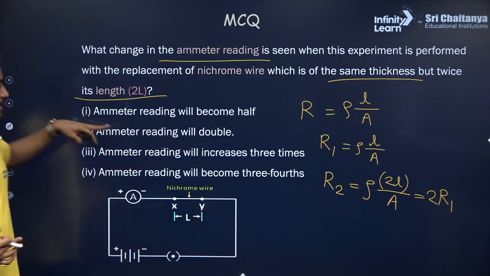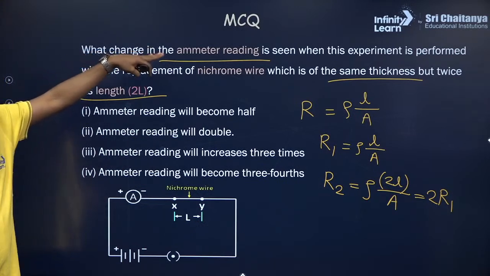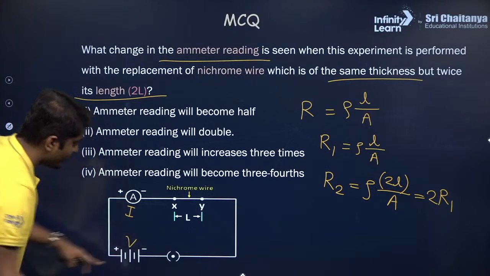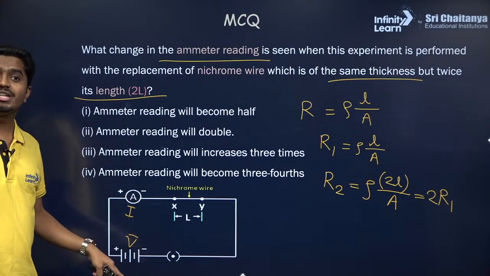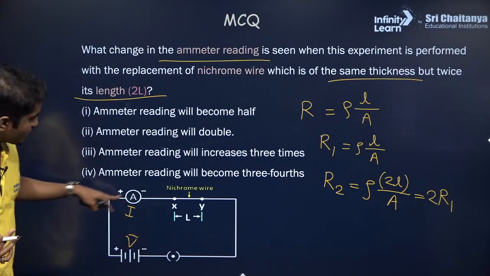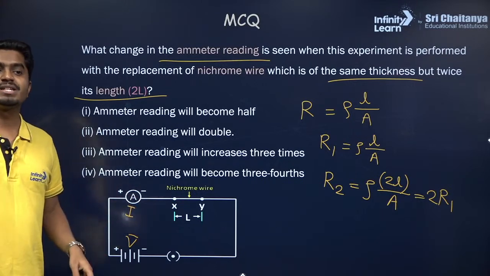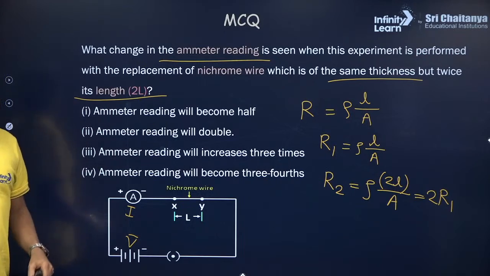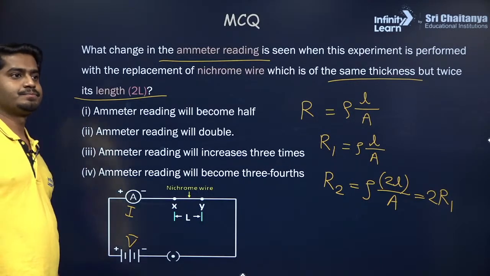So what will happen to the reading of the ammeter? It will measure the current. This voltage is constant, voltage is fixed. So what should be the reading? Will it measure higher current, lower current, or same current? Tell me.